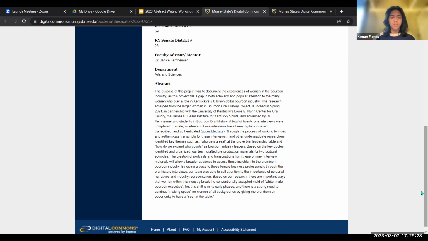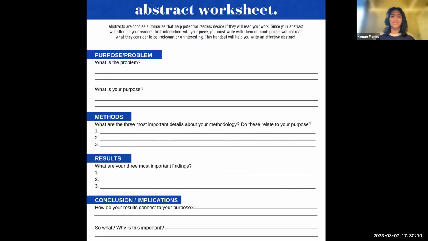And to tie it all up, she uses quotes throughout the interviews that she had in the conclusion, which I found was really strong and was really good in making her abstract strong at the end. And she says that there is a strong need to continue making space for women of all backgrounds by giving more of them an opportunity to have a seat at the table, referring to the bourbon industry. I think this is just a really good way of taking her research and implementing it within her abstract in a nice, concise way. Creating an abstract can be extremely daunting.